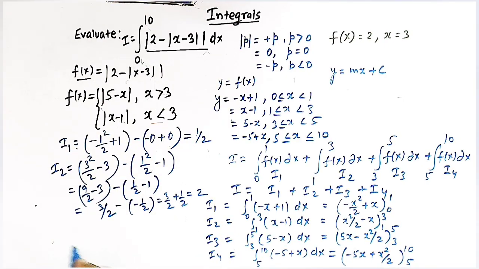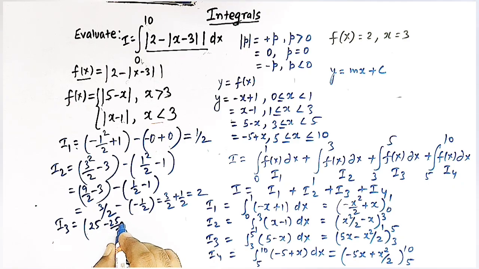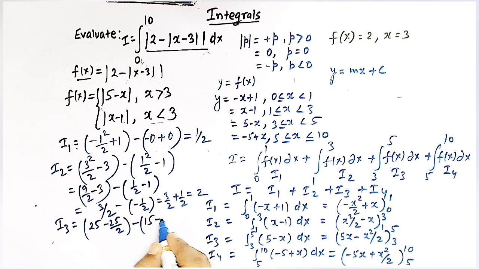Now I3 is given by 5x minus x square over 2, with limits from 3 to 5. So we have 5 times 5, 25, minus 5 square is 25, over 2. And when we take 3, we have 15 minus 9 over 2. So this is 50 minus 25, that is 25 over 2. And here we have 30 minus 9, that is 21 over 2. And this is 25 minus 21, 4, 4 over 2 is 2, right?